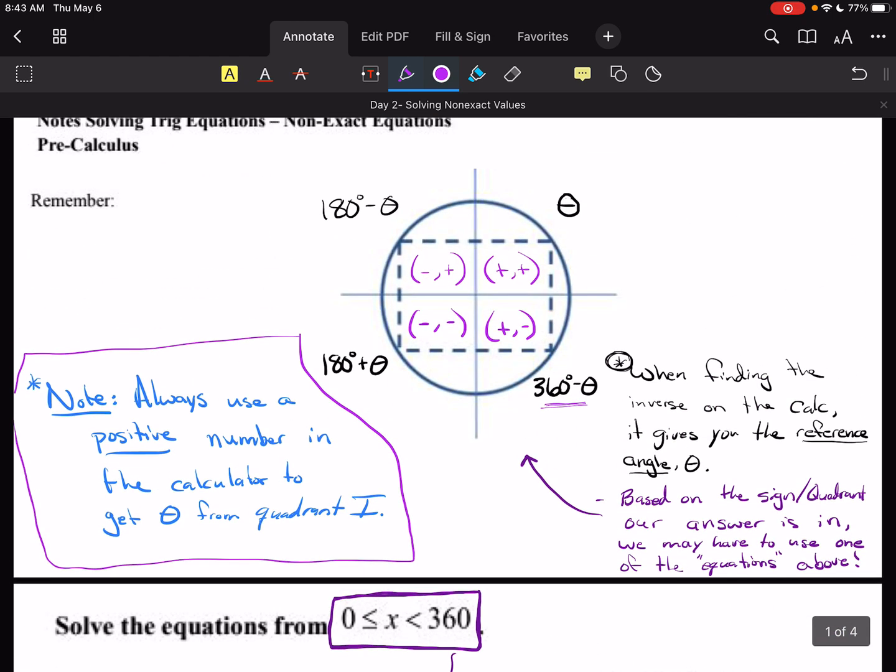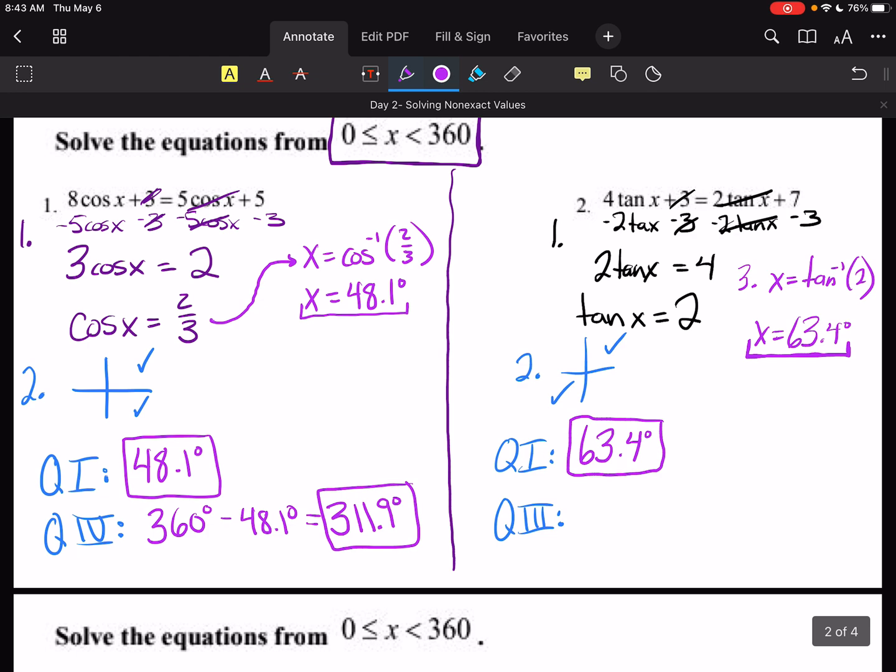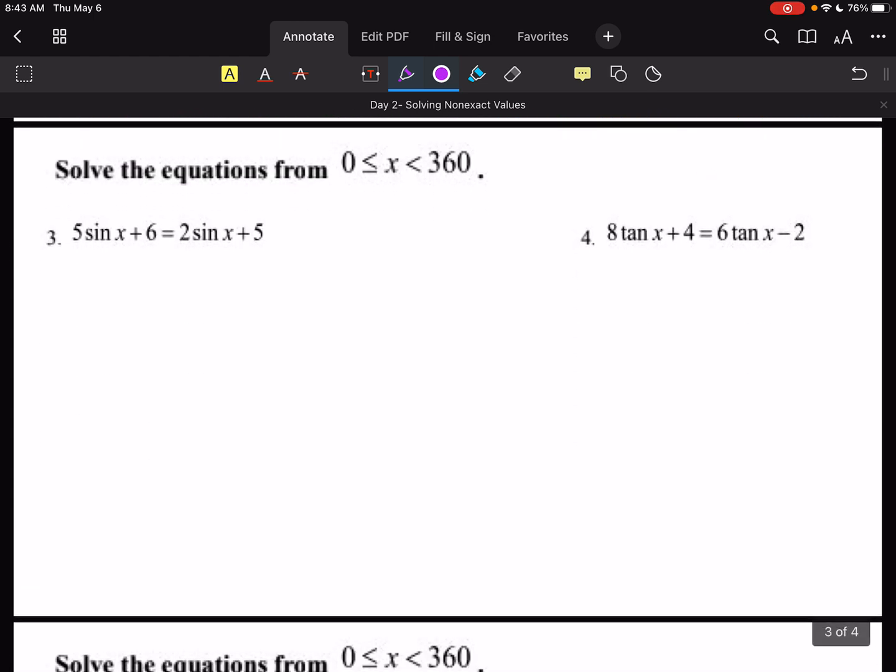Quadrant 3, I do 180 plus the angle I found in the calculator. So 180 plus 63.4, and I get 243.4 degrees. All right. Now, let's look at 2 examples where I'm dealing with a negative.